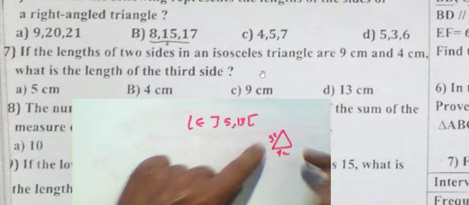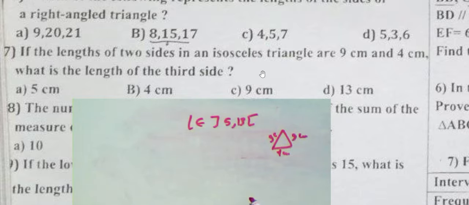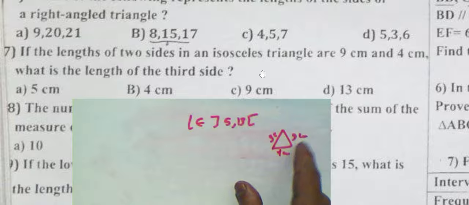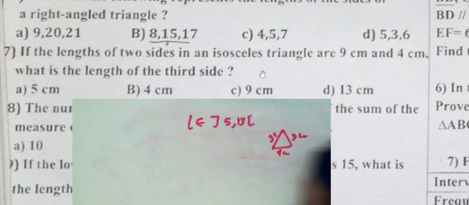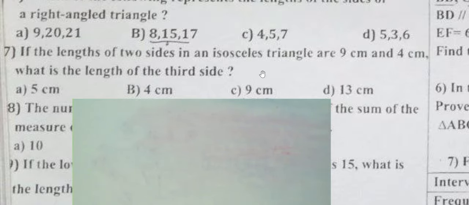Then the third side must be equal to 9 centimeters, because this triangle is isosceles. An isosceles triangle means it has two equal sides. Then the third side may be 4 or 9. How can you tell it will be 9? Because 9 lies between the difference and the summation of the other two sides. Then the answer will be letter C.